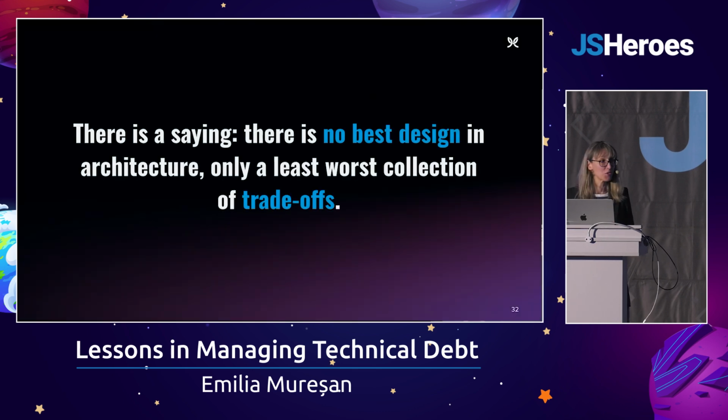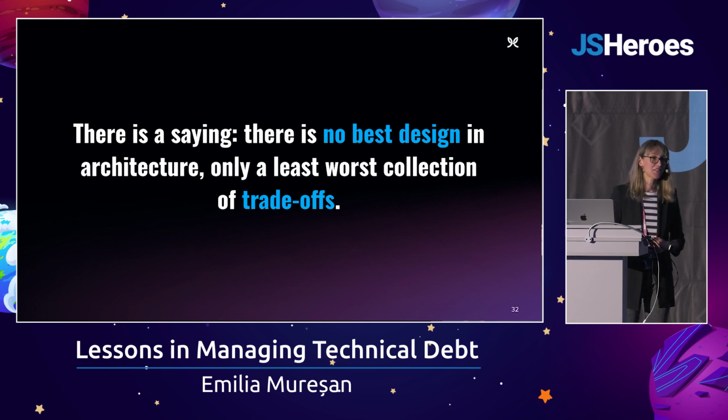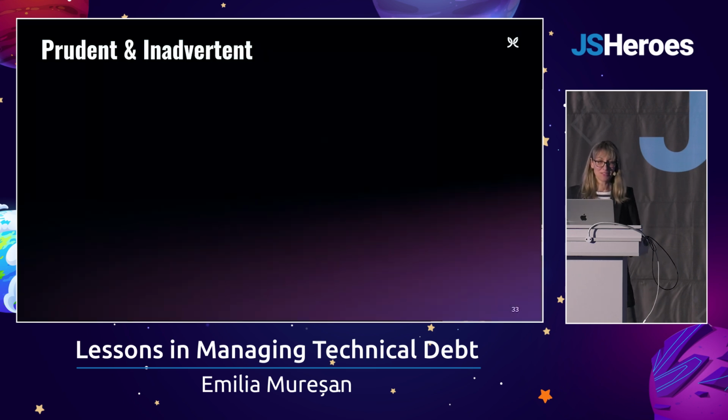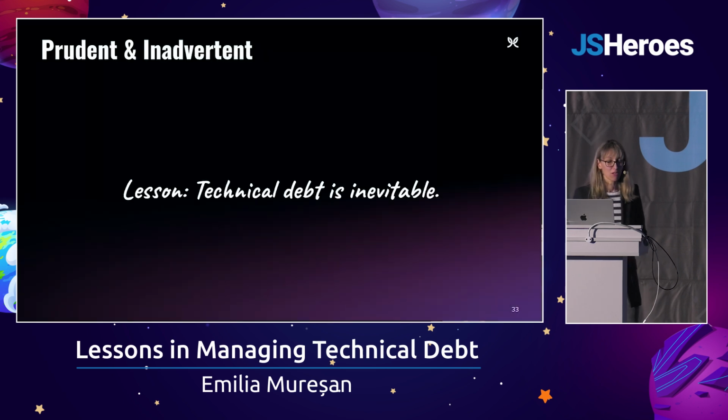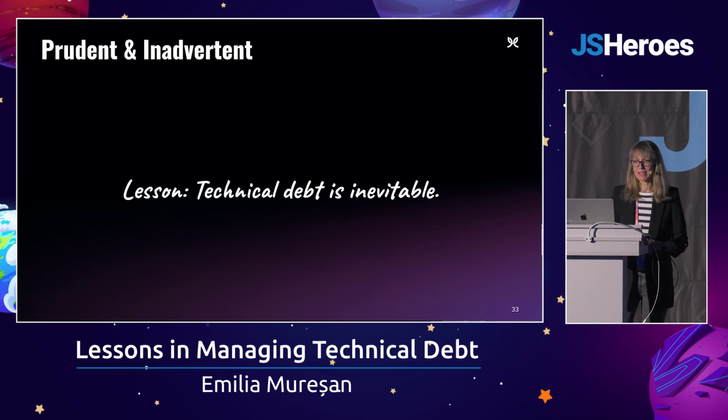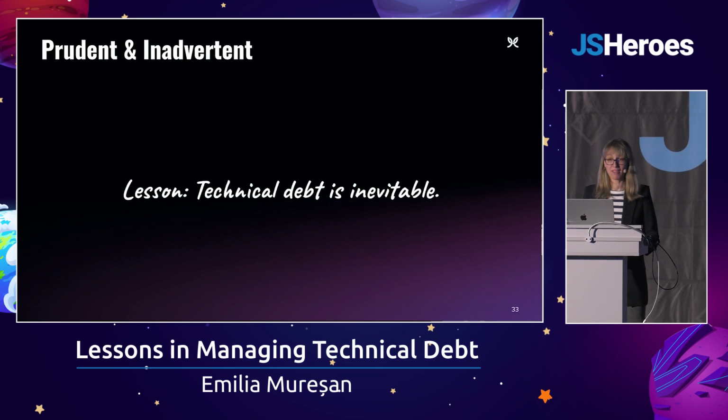There's a saying: there's no best design in architecture, only a least worst collection of trade-offs. Over time, technologies evolved, and so does our understanding of the problem space. By acknowledging that technical debt is inevitable, we can actually incorporate some repeatable processes and practices in order to manage it.